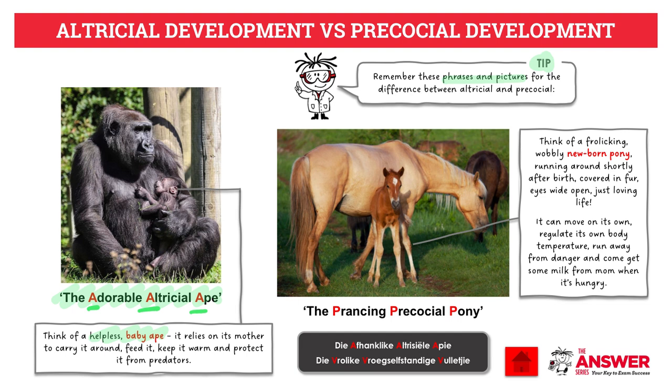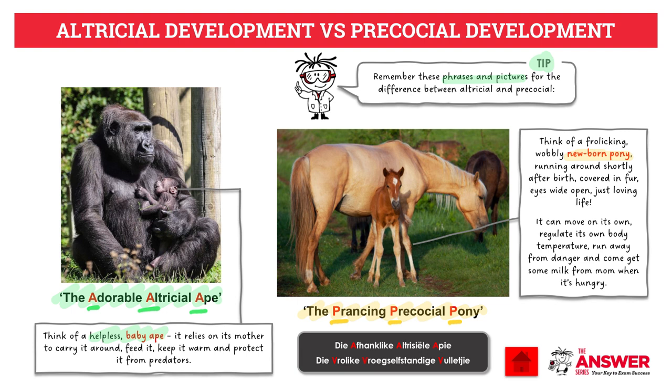Then on the other side of this is a precocial organism, pre meaning before. So it's actually ready before birth. It's raring to go. So think of a newborn pony. So the phrase that you can remember is the prancing precocial pony. PPP, prancing precocial pony. So you think of this little frolicking, wobbly newborn pony just running around shortly after birth, covered in fur, eyes wide open, and just absolutely loving life.